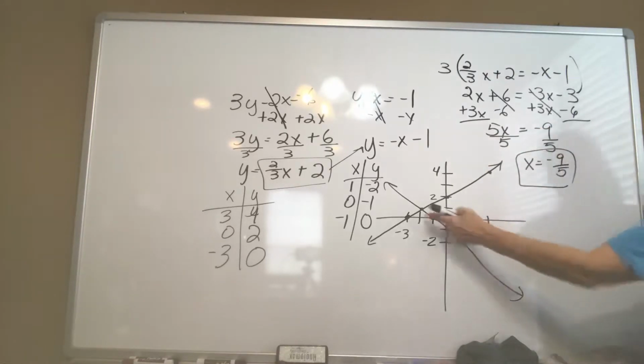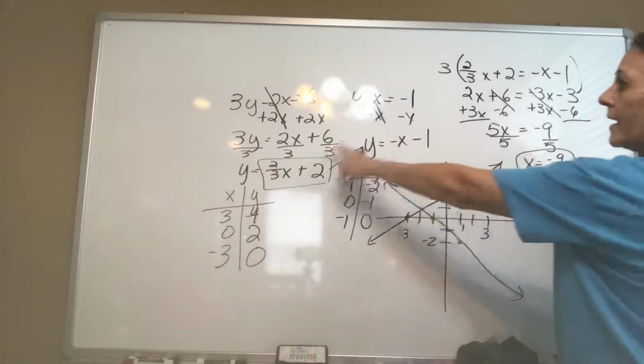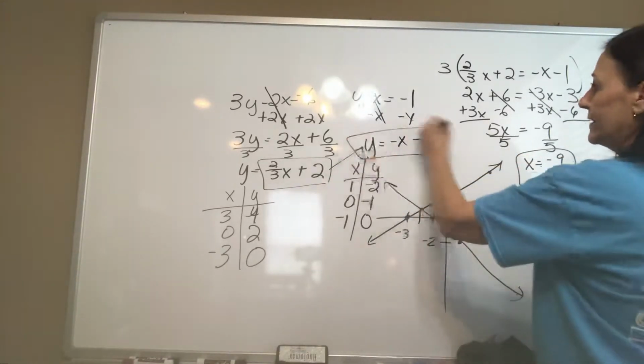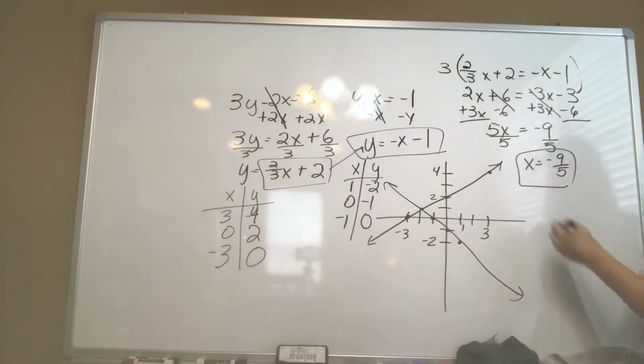Well, that's close to negative 2, but even if I were graphing on graphing paper, I really don't think I could figure out negative 9/5, right? It'd be hard. All right, so now once I have one value, I'm going to plug it into one of my original equations. Actually, that one's the easiest one. And we'll solve for y.